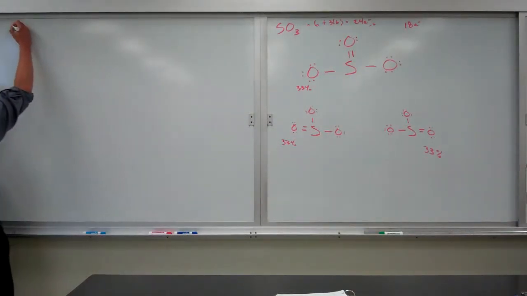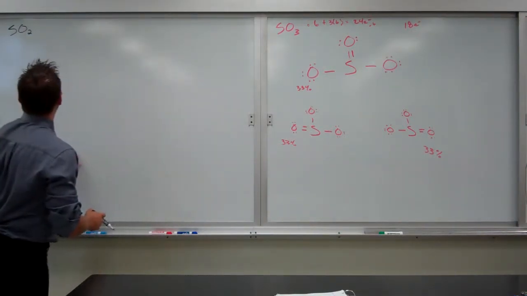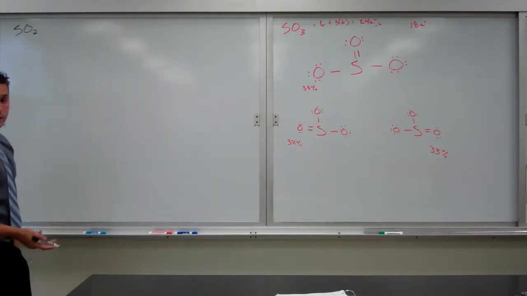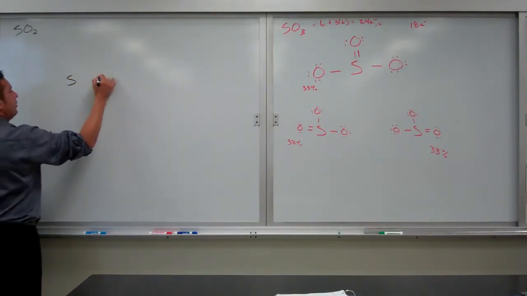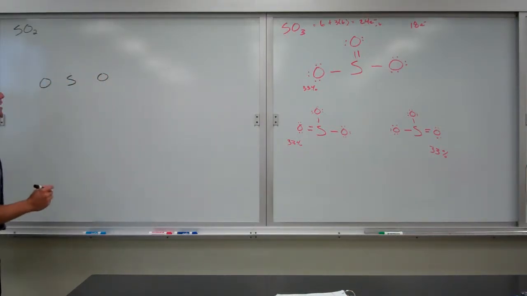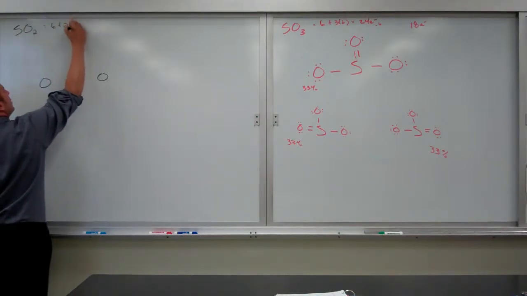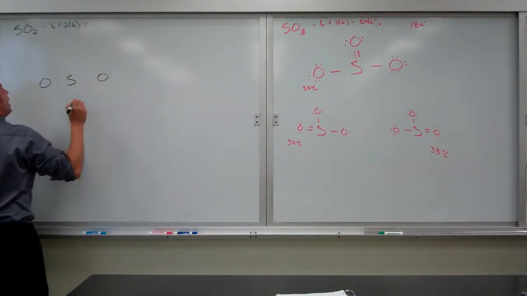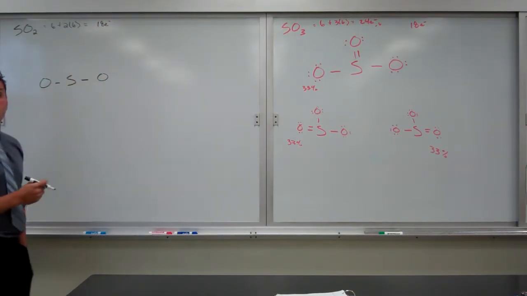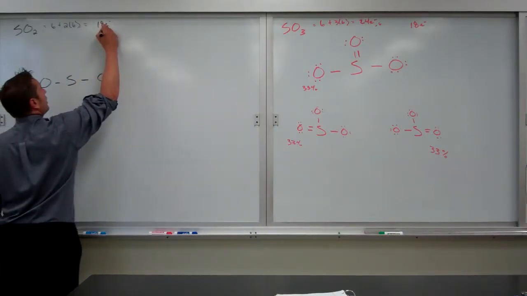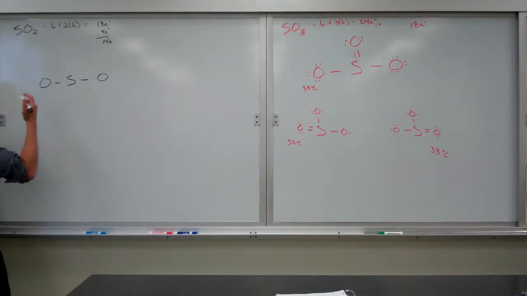How about something like SO2? Very similar, but 1 less oxygen. Still covalent because it's a non-metal. So we'll put S in the middle, put an O on each side, work up our valence electrons. I get 6 from sulfur plus 2 times the 6 from the oxygen for a total of 18. Draw your single bonds. That uses up 4, leaving me 14 electrons.